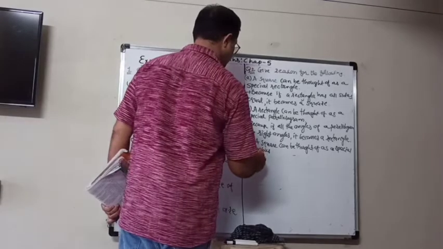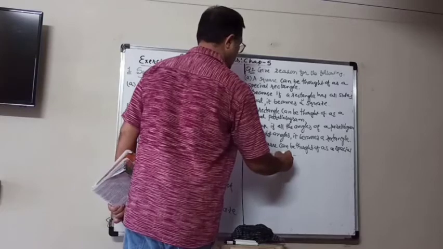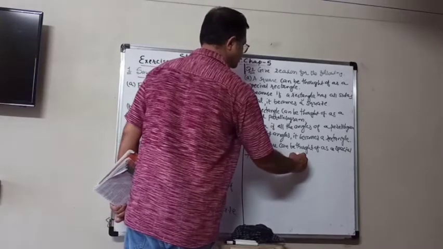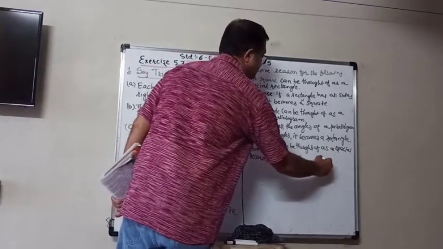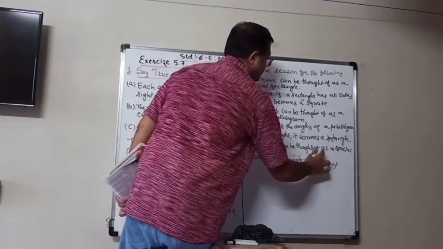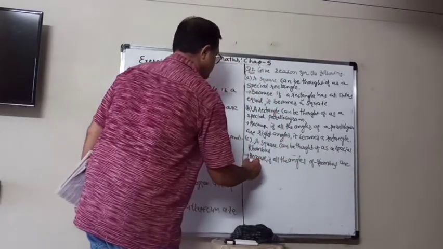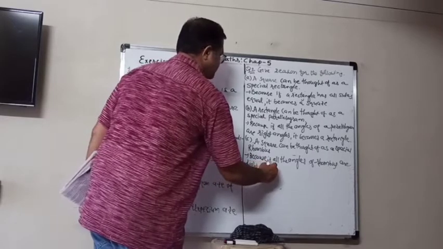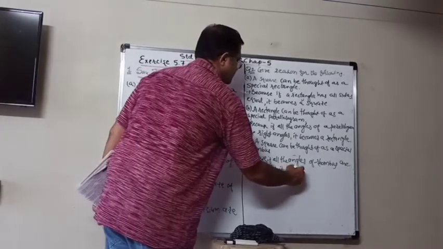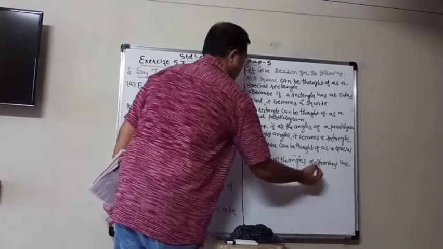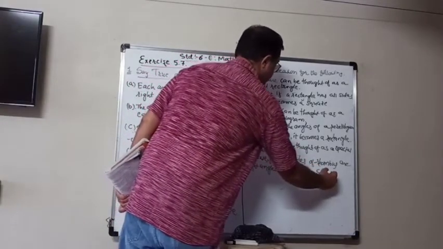So because if all the angles of a rhombus are right angles, it becomes a square.